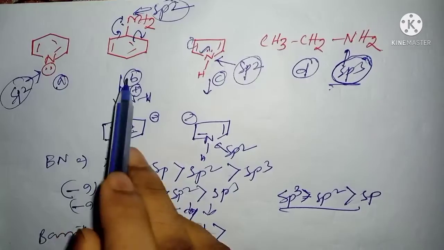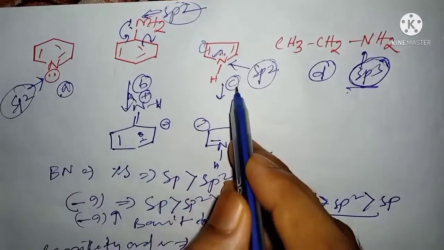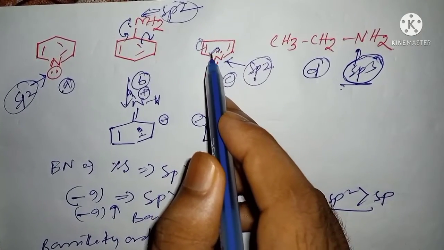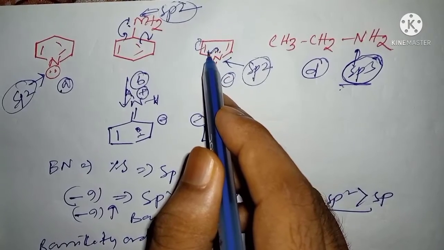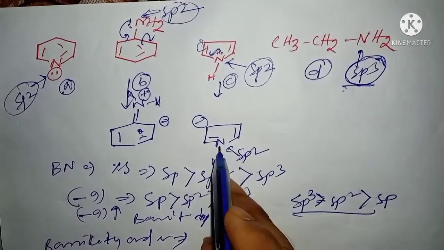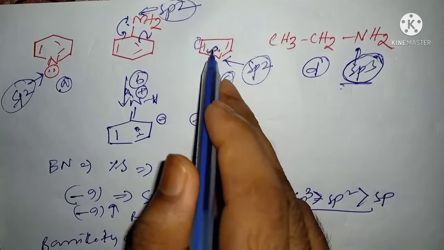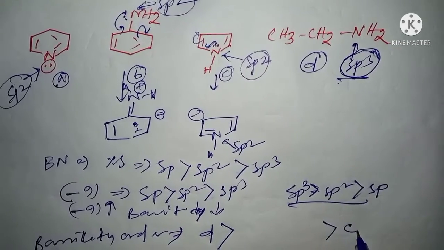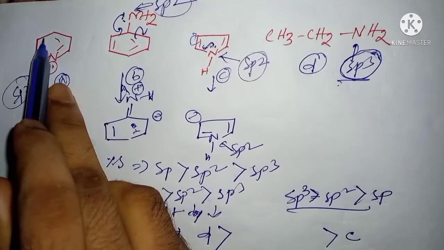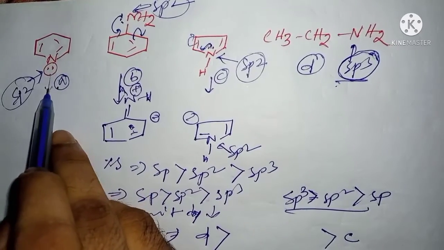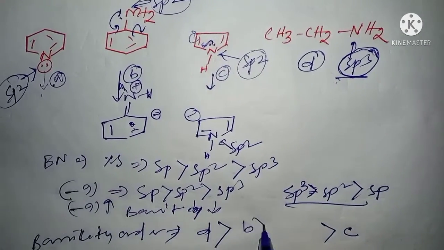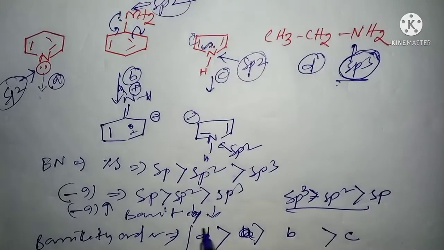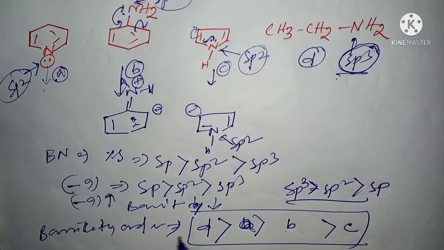Then check options A, B and C. In option C, the lone pair is not available for donation, because after conjugation it forms the aromatic system, so the lone pair is not available for donation. So this is least basic, so option C is least basic. Now option A already has an aromatic system, so its lone pair is available for donation, so option A is more basic than option B. So D, A, B, C is the order of basicity.